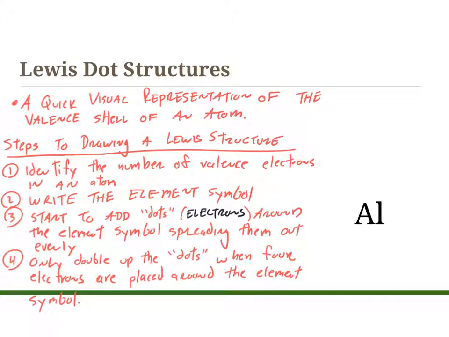So in the case of aluminum, we already identified the number of valence electrons here is 3 valence electrons. So what I'm going to do is start placing valence electrons around the elemental symbol of aluminum, spreading them out as far as I can. So that would be 1, 2, 3. I'm spreading them out very, very evenly. And now we've drawn the Lewis structure for aluminum.